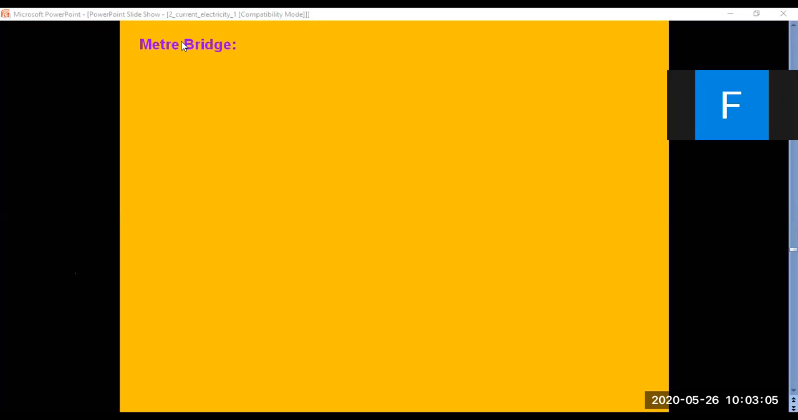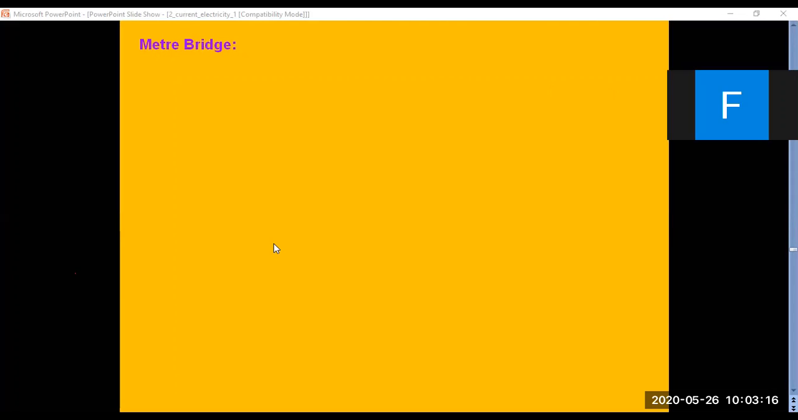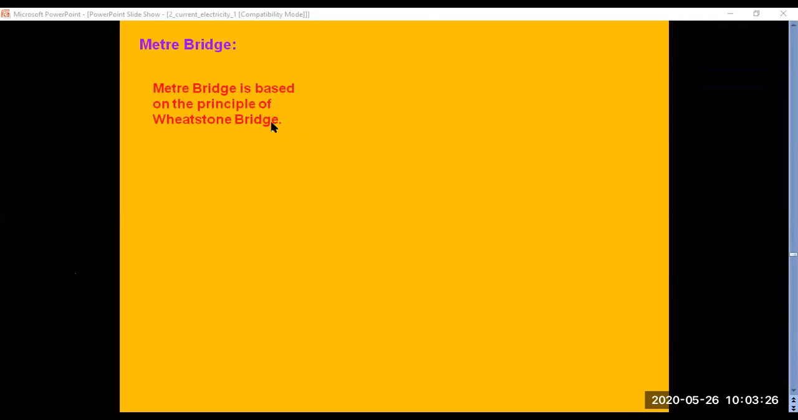The term is meter bridge. Length is measured using the SI unit of meter. So what is a meter bridge? Is this something new? If you concentrate, this works on the principle of Wheatstone's bridge. You should remember what we learned in Kirchhoff's laws, Kirchhoff's first law and second law, when we did a derivation.